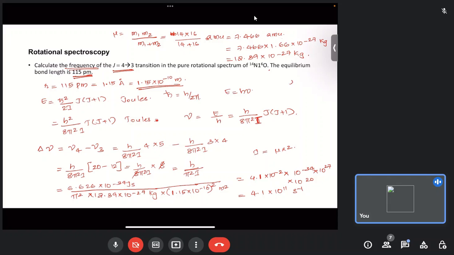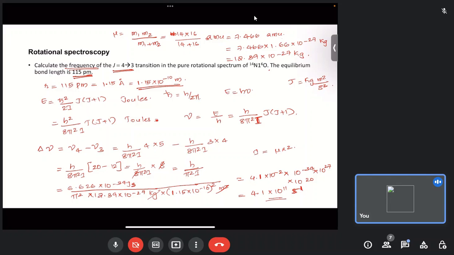So 1 joule is equal to kilogram meter square per second square, and in case of numerator and denominator, the kilograms will cancel out, meter square will cancel out, and there is a seconds here and second square inverse here, so that will cancel out to be second inverse, which is the final unit. So this is coming to be 4.1 into 10 to the power 11 second inverse.